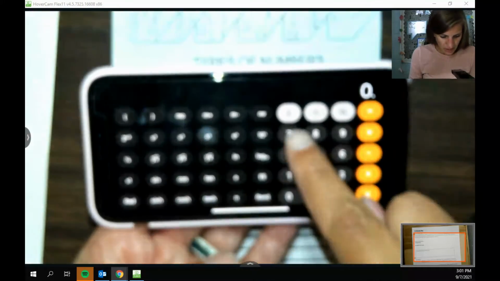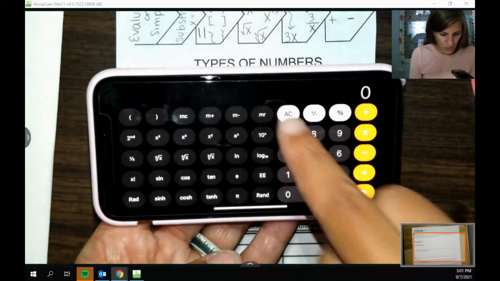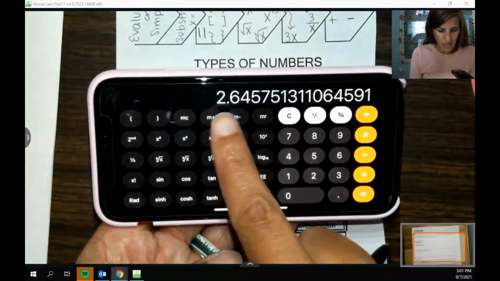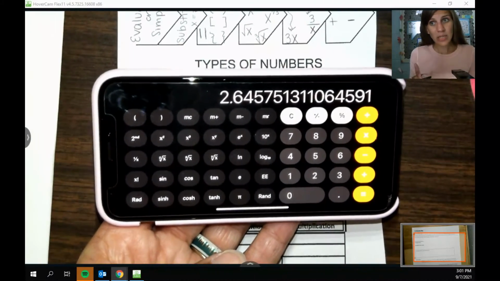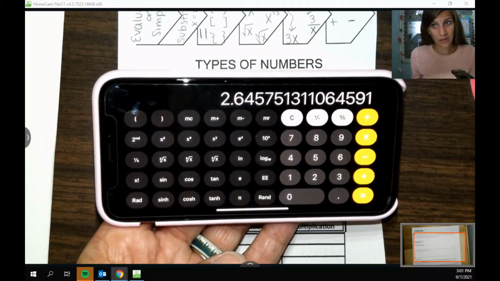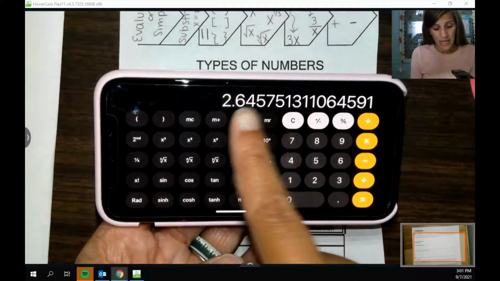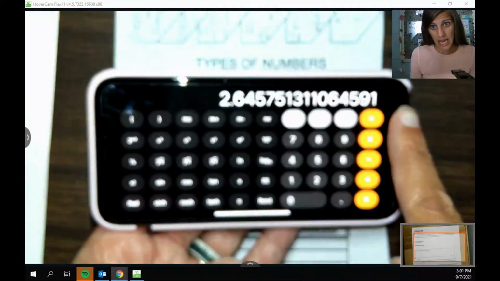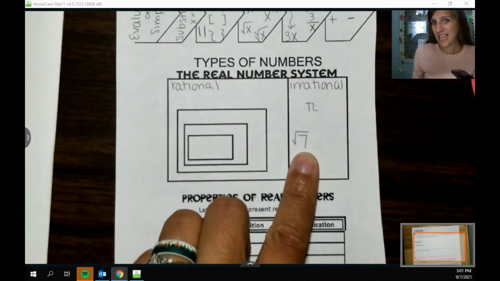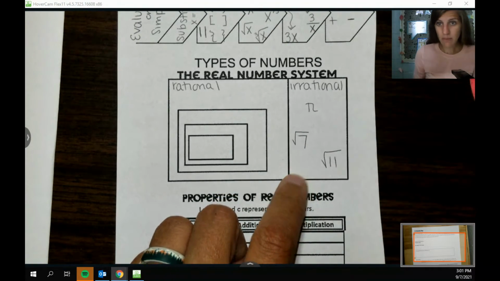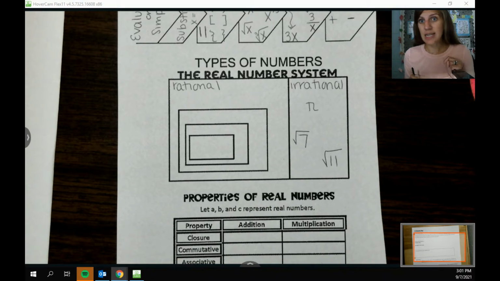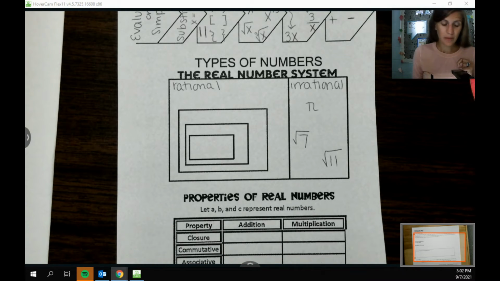If I take the square root of 7, my calculator will do it, but you can see it's a real nasty decimal that seems like it ends, but it actually really doesn't. Your calculator just can't go on for infinity, though. So it's showing you as much of that decimal as it can, and you'll notice it doesn't repeat, and it will go on forever. So square roots that I can't do, like another one would be maybe the square root of 11, are all really good examples of irrational numbers.